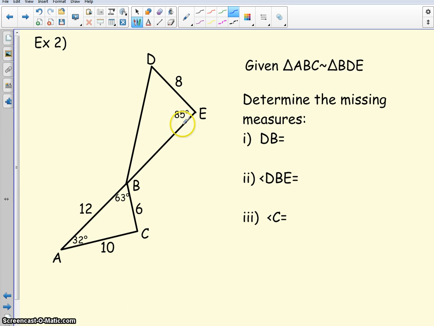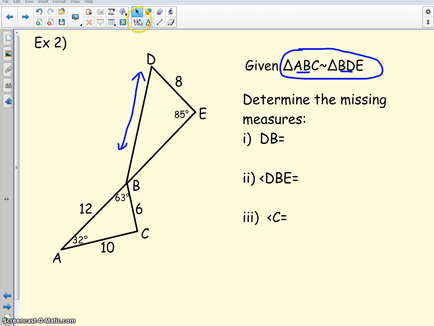So a couple more to go before we call it a day. I'm telling you these two triangles are similar here. That triangle ABC is similar to triangle BDE. So just want to find some missing measurements here. Looking at this statement right here, if I'm looking for DB, which is this length right here, this should correspond with side BA if I'm looking at my original similarity statement up here. So again that means DB is going to go with BA, which is length 12 right here.